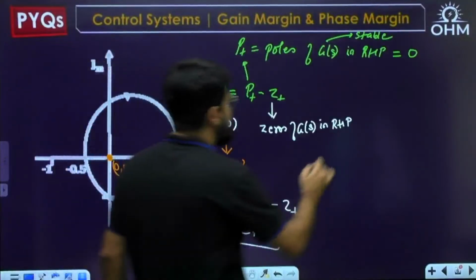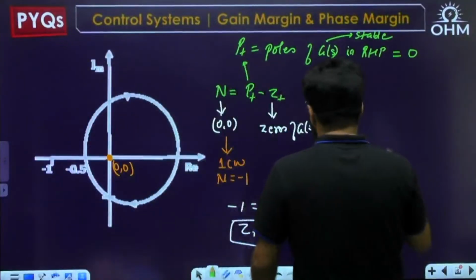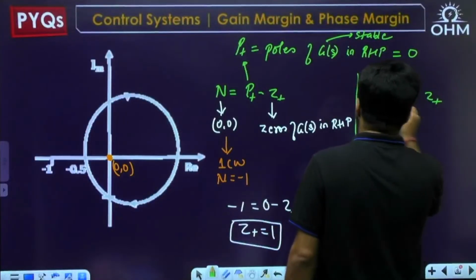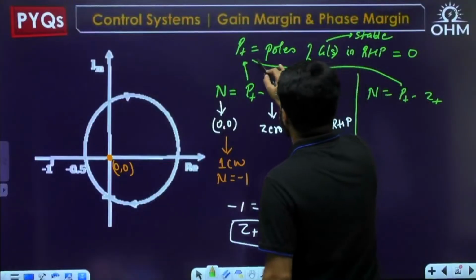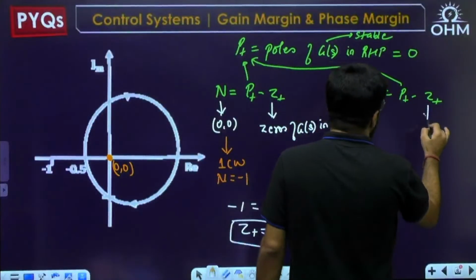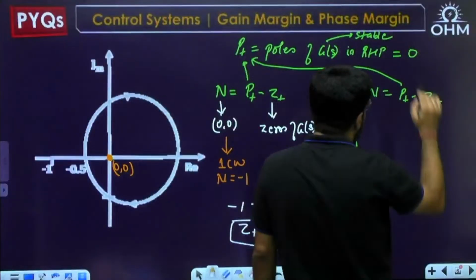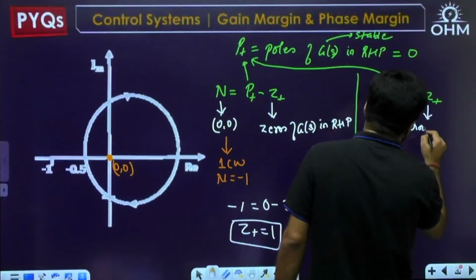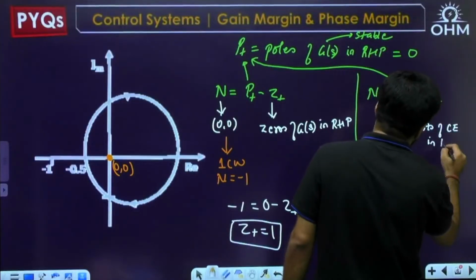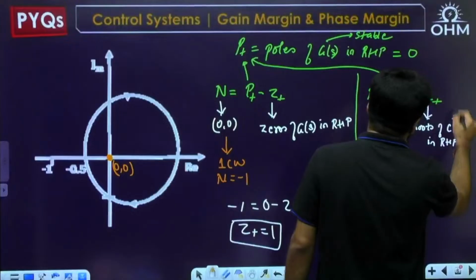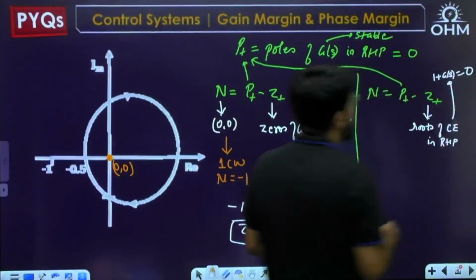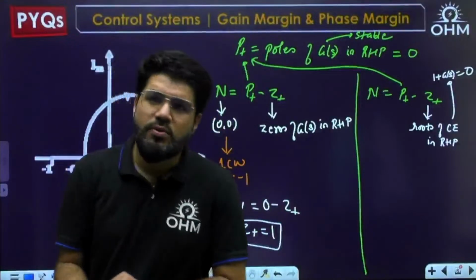Again let me reuse the formula here only, where n is p plus minus z plus. p plus is the same, poles of GS in RHP, but whenever you want zeros or roots of the characteristic equation in RHP, as we know, the characteristic equation means 1 plus GS HS equal to 0. HS is 1 here. So 1 plus GS equal to 0.